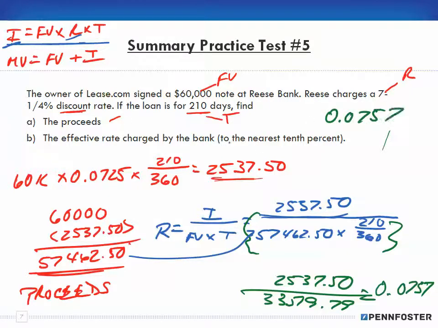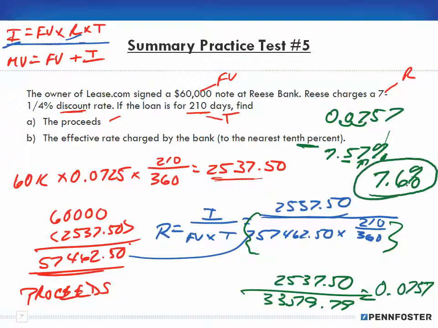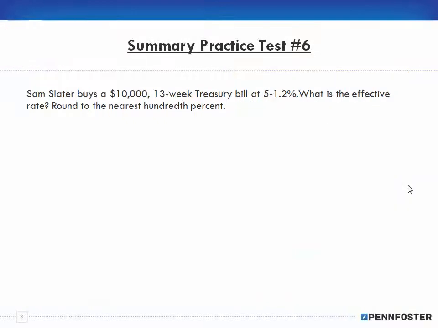If we have 0.0757 and we want to know to the nearest tenth of a percent, move the decimal place over 2 to the right to convert from a decimal to a percentage. So we have 7.57%, and we're rounding to the nearest tenth. So there's our tenth. 7 is greater than 5, so we round up, and we get an answer of 7.6% as the effective rate. Same as all of the other problems, nothing much different.